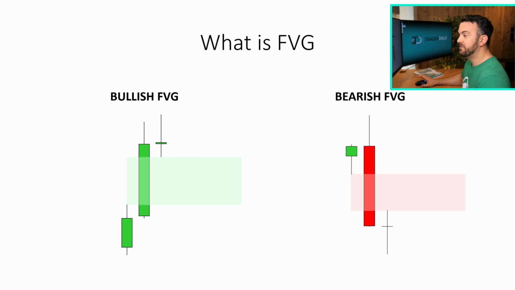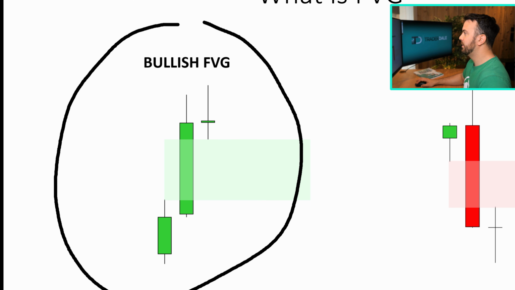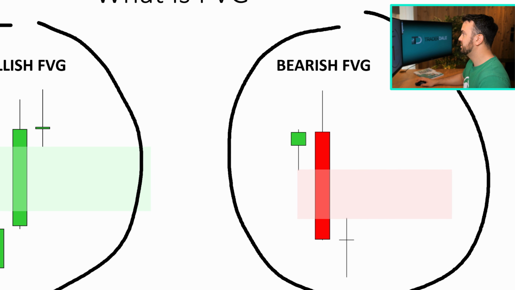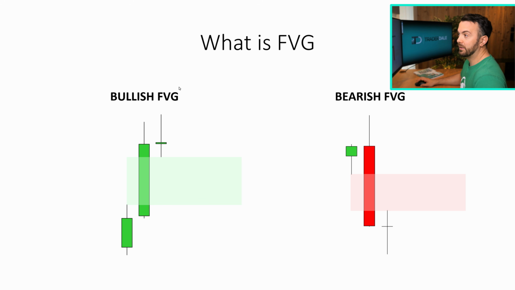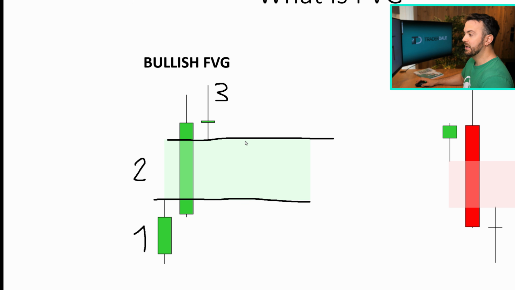Now, technically, fair value gap is made out of three candles, and here you can see a bullish fair value gap, and here is a bearish fair value gap. Let's first take a look at the bullish fair value gap. Okay, consists of three candles, 1, 2, 3. And in order to have a fair value gap, the high of the first candle should not overlap with the low of the third candle. Okay, if those don't overlap, then you have a fair value gap.